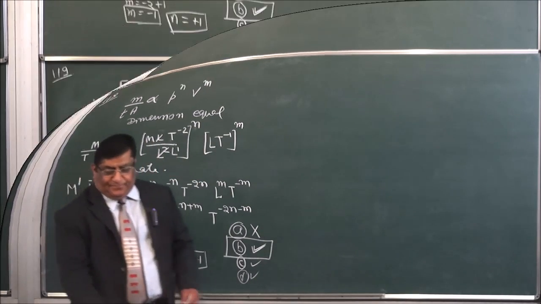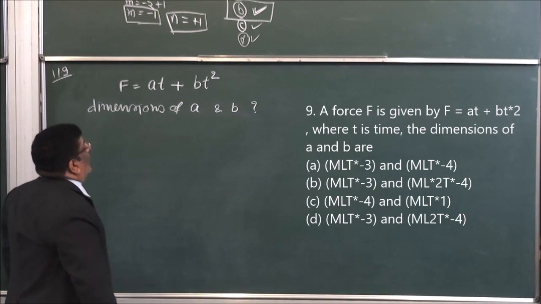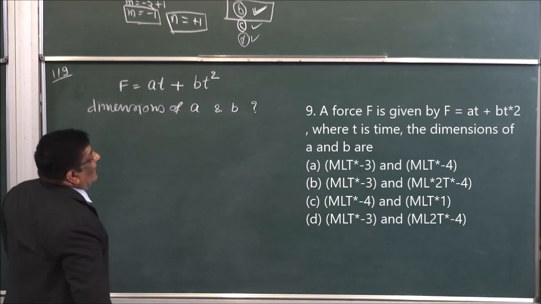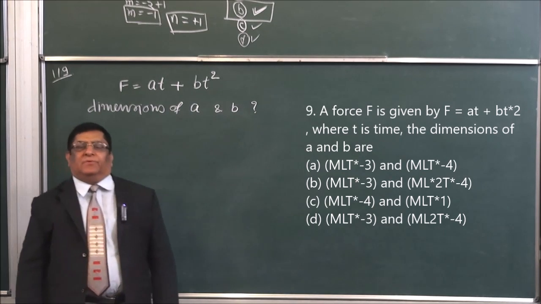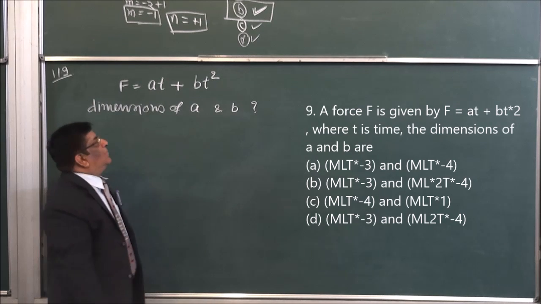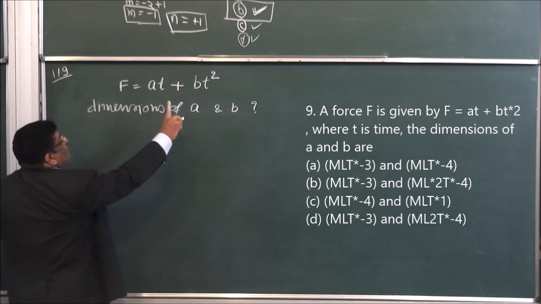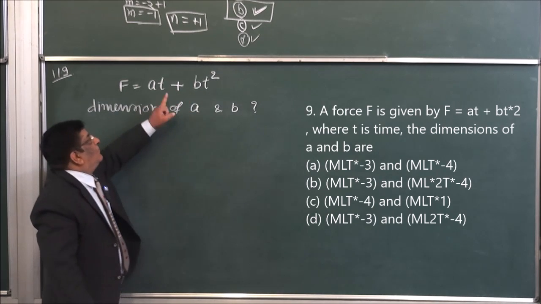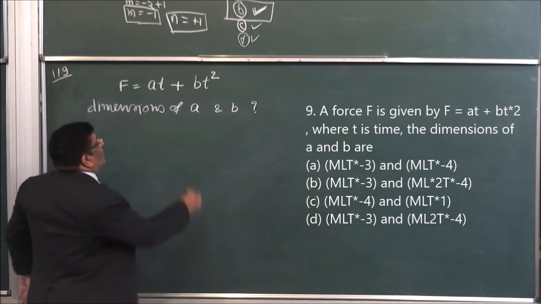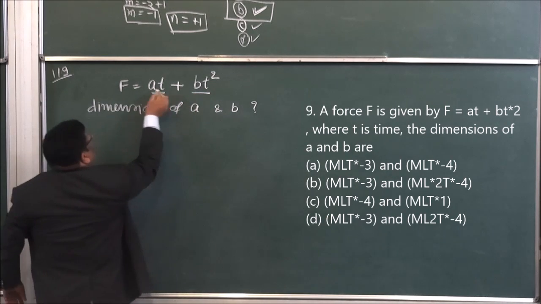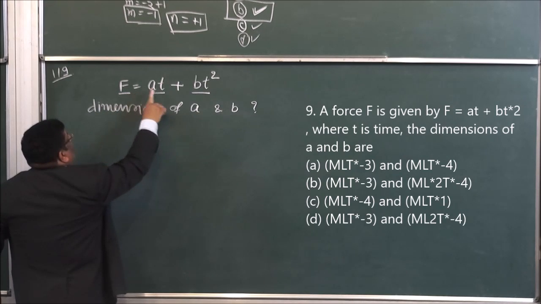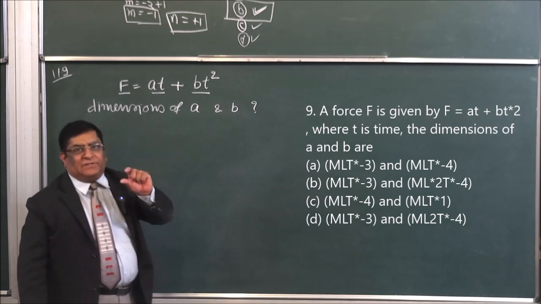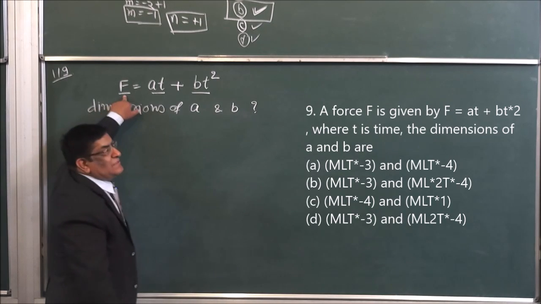Thank you. See this question. F is equal to AT plus BT square, and what are the dimensions of A and B? It is a very simple question of homogeneity principle. Homogeneity principle says that dimensions of each term are the same, and how many terms are there? Every quantity between plus and minus is one term. So here this is one term, this is one term, and this is one term. Now dimensions of all the terms have to be the same. Do we know dimension of any one term? Answer is yes. We know the dimensions of F.